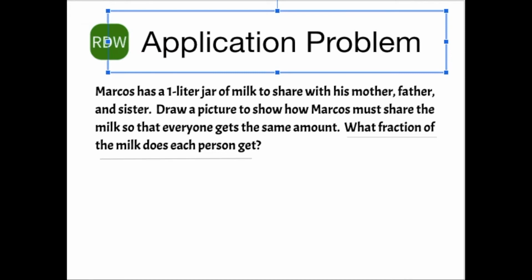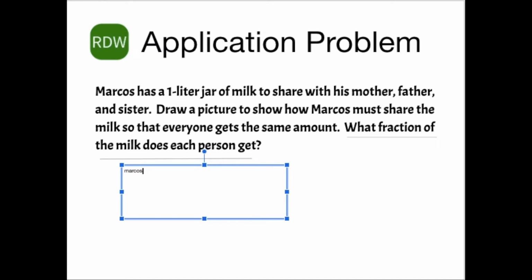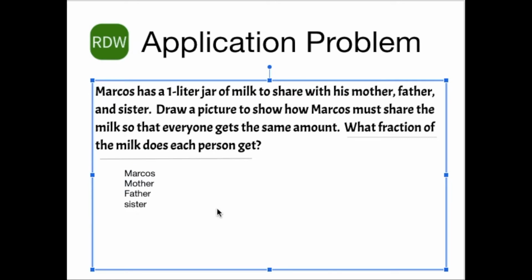We have Marcos, we have mother, we have father, and we have sister. So if I count that correctly, I see that we're actually referring to 4 different people. So it looks like 4 people are going to be sharing this liter jar of milk. If 4 people are going to be sharing this milk, what is the fraction or the amount that one person will get?